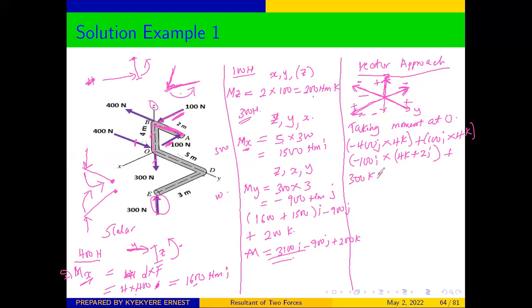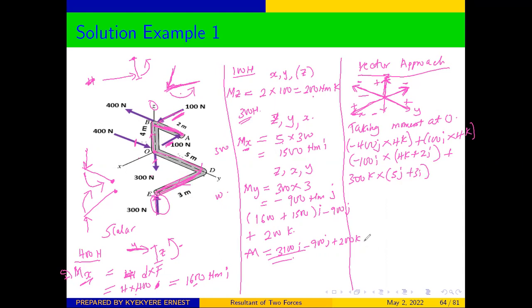Okay, cross into brackets. Now, from where we are taking the moment to where the force has been applied, you realize that we move this distance on the y, and it is in line with our positive y-axis. So that distance is going to be positive j. And then we move this distance on the x. Look at the direction. We are moving in the same direction as our x-axis. So it's going to give us plus 3i.